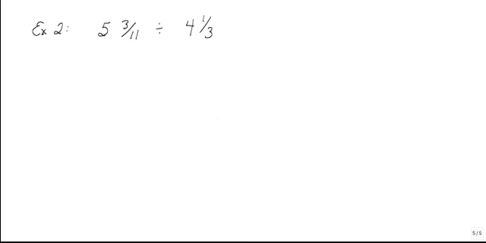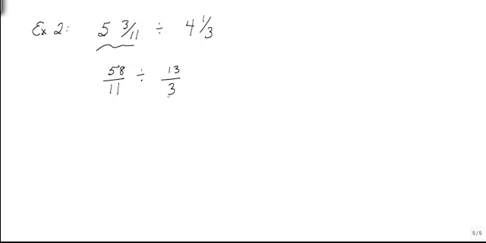Our second example involves some mixed numbers. And just like we did before, the first step I'm going to do is change these mixed numbers to improper fractions. So 5 and 3/11 would be 11 times 5, which is 55, plus 3, which would be 58 over 11, divided by, now I'll change this to an improper fraction. 3 times 4 is 12, plus 1 is 13, over 3.